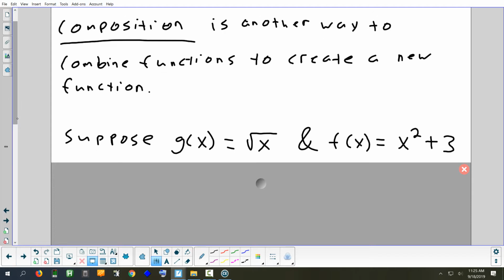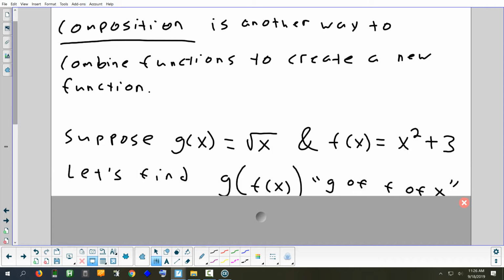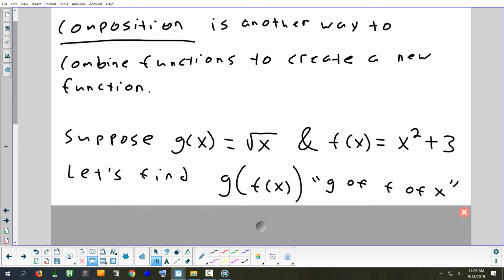So, let's use these two functions. g of x is the square root of x, and f of x is x squared plus 3. That's what the notation looks like for composition: g of f of x, and that's how you pronounce it.